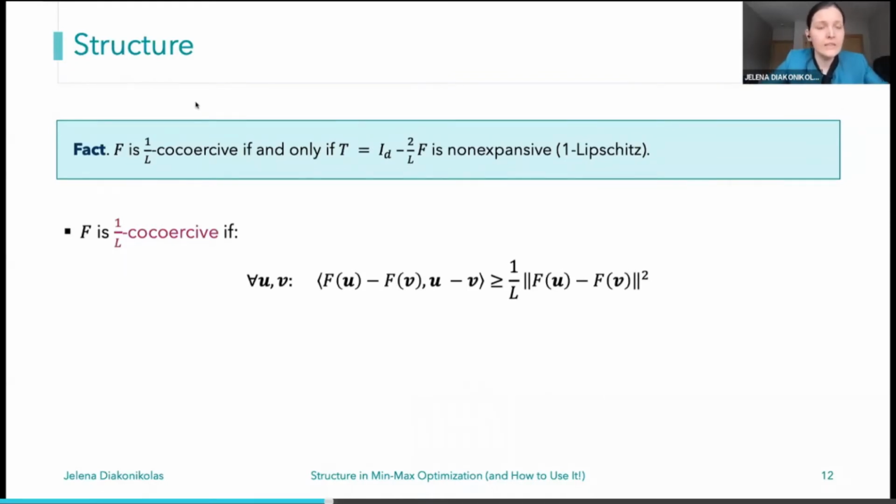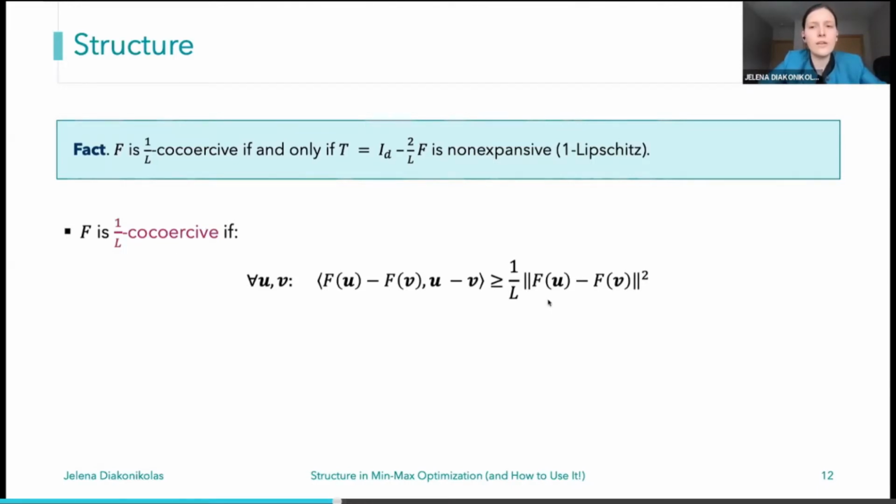And it is actually just a very well-known fact that if I had an operator that is something known as cocoercive, then up to a linear transformation, it is equivalent to a non-expansive map. So I have that this F is 1/L cocoercive if and only if T, the identity map minus 2/L F, is non-expansive. It doesn't expand distances. It's not necessarily a contraction.